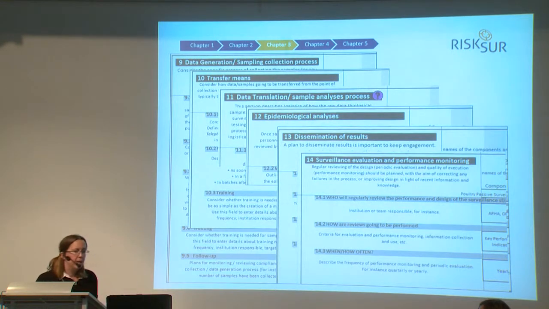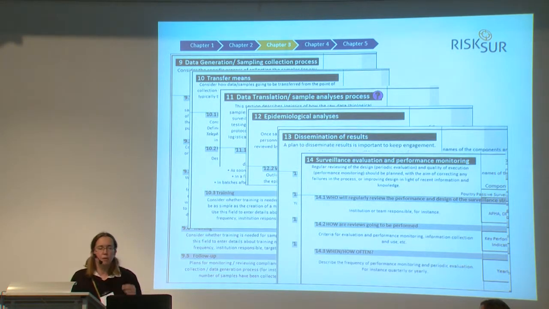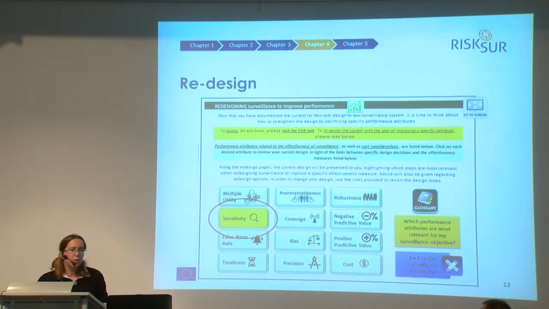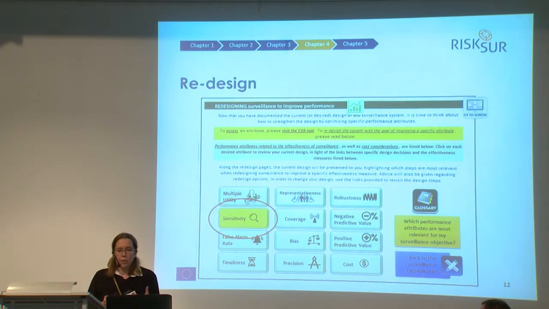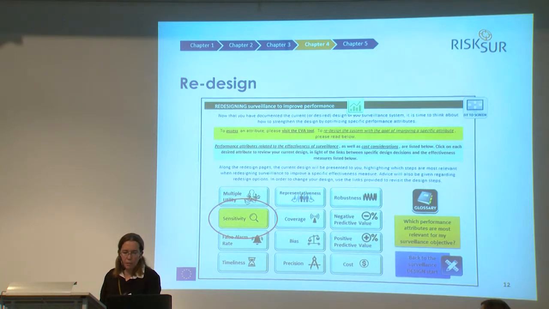And likewise, I don't have time to talk about the other sections of the framework. So this is how data is collected, collated, analysed and reported. And what we wanted to do then was look at our documentation and go to the redesign section. So perhaps if we knew our surveillance had issues with sensitivity, what advice could the framework provide that could help us redesign in order to maximise sensitivity?